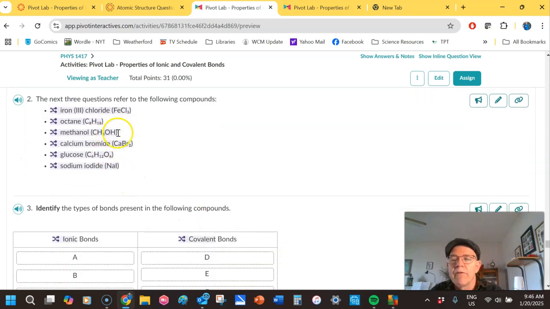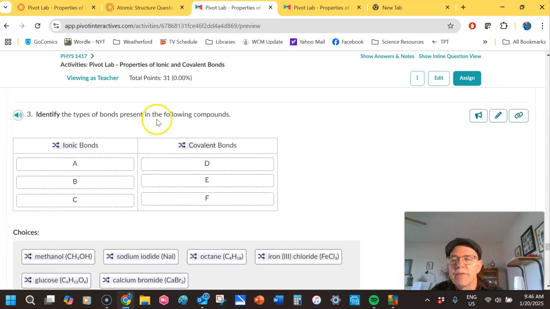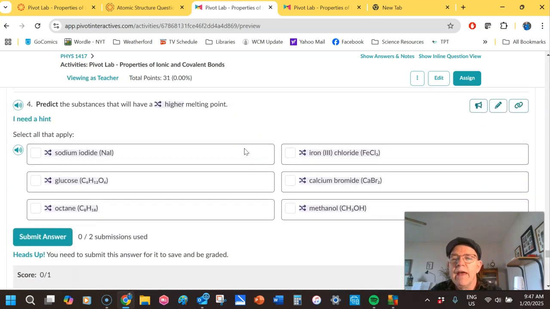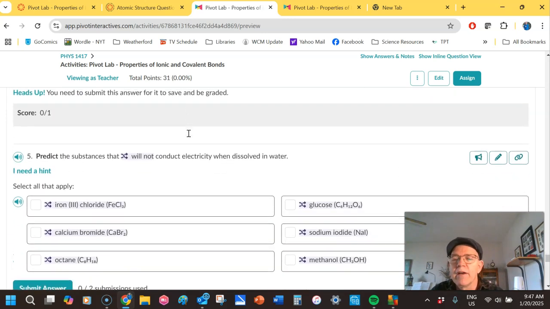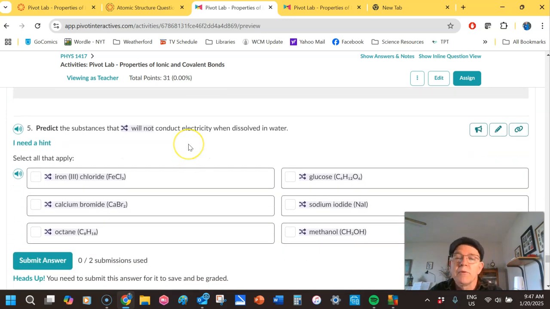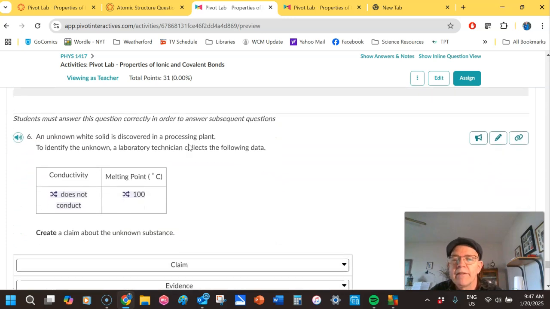And this time, rather than give you the experiments, they're just going to give you the formulas, because now you know how to identify which ones are which, and you're going to classify them whether you think they are ionic or covalent bonds. All right. And then the same thing, similar thing here. Which one of these substances do you predict will have the highest or high melting points? Okay. And this one, which ones will not conduct electricity?